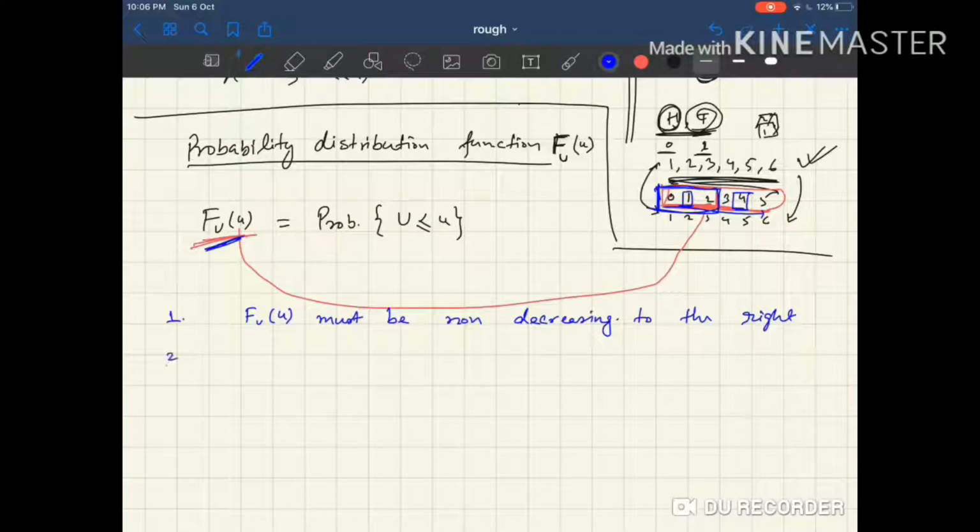Okay, the second one is that F_U of u, I'm sorry, u tends to minus infinity, must be 0. If you go to the extreme left, the probability of occurrence of nothing must be 0. And the next property to be satisfied is that the probability at u equals plus infinity must be equal to 1.